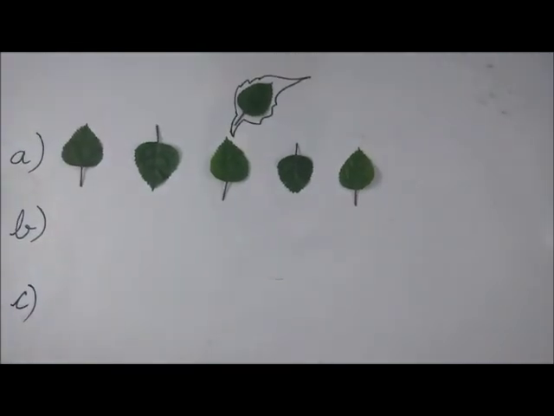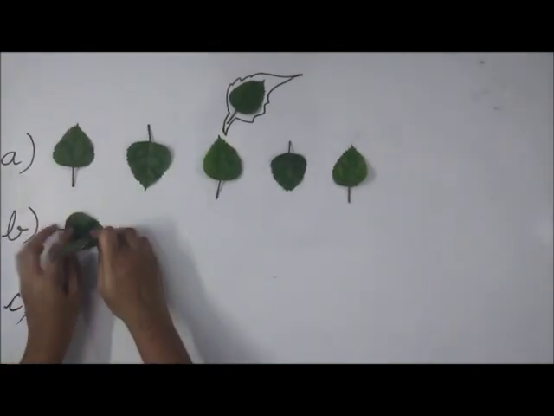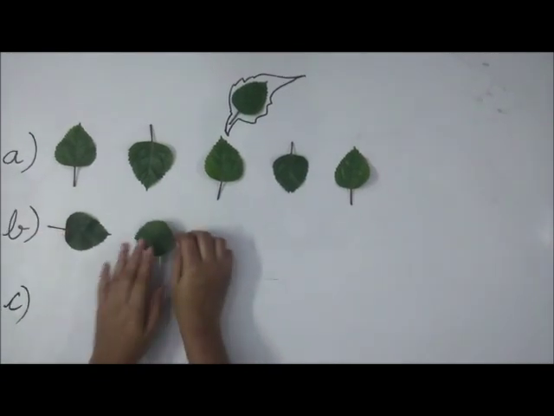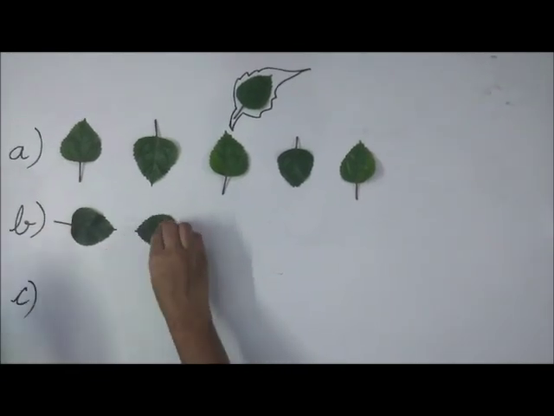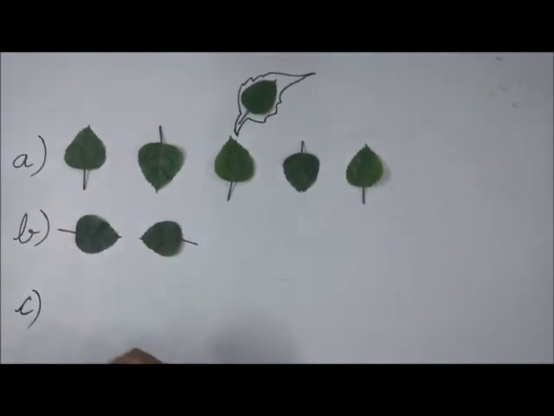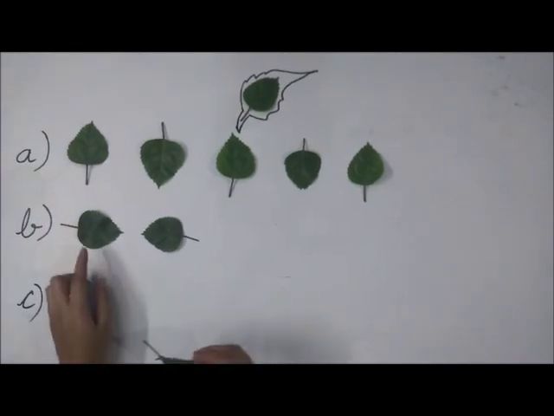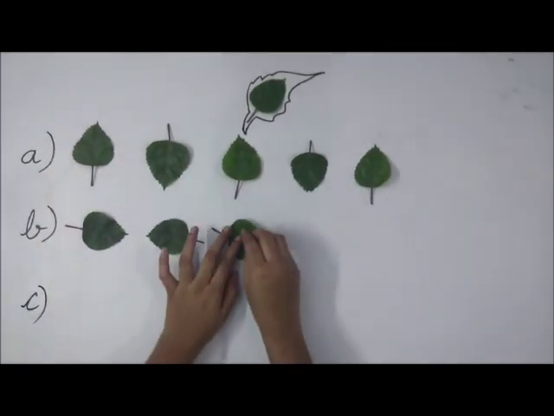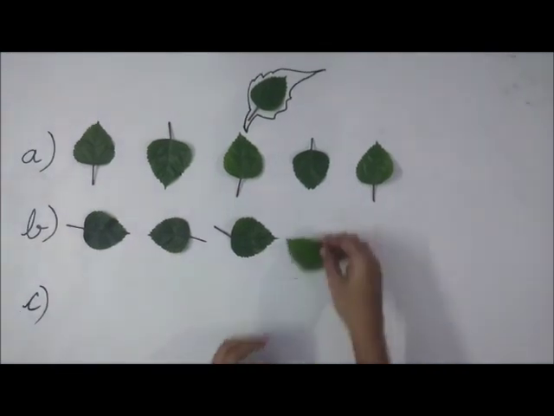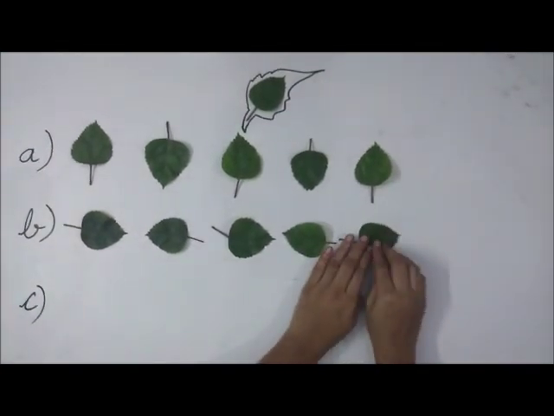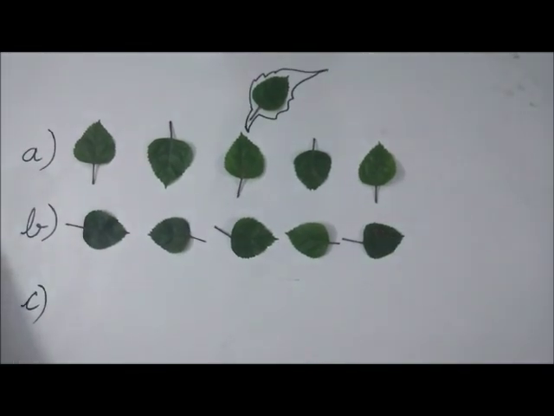Second pattern I am going to draw. I am going to put first leaf in rightward direction. Then I am going to put second leaf in leftward direction. Same as we have to repeat till 5 times. Rightward, leftward, then rightward. Again we have to put leftward. Last we have to put in rightward direction. Second pattern also has been done.